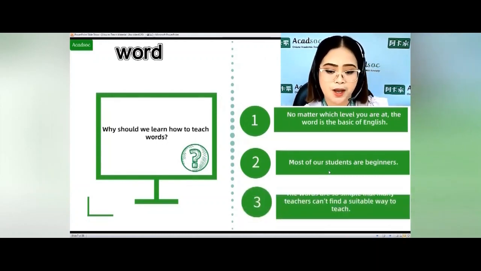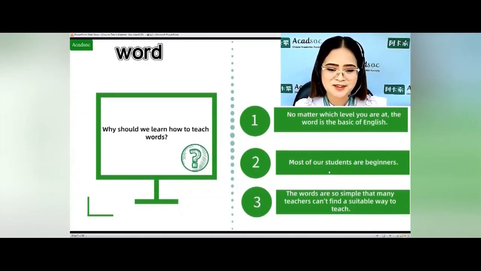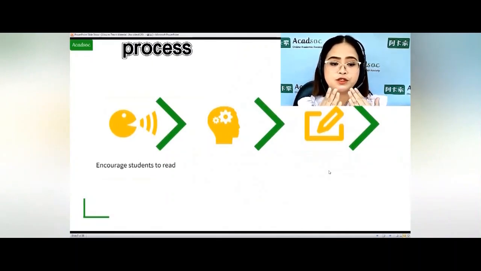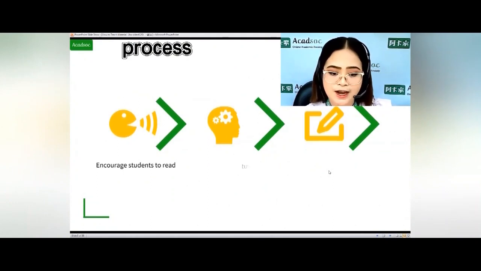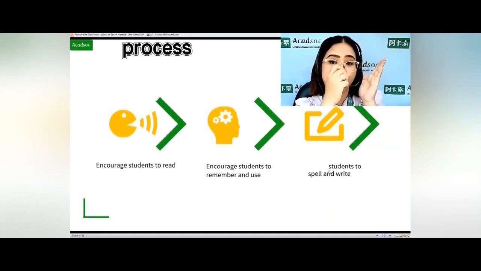Now let's have the third one. We've got here the words are so simple that many teachers can't find a suitable way to teach. Yes, that is correct. Our mind got used to complexities. Now, for some reasons, we find it difficult to teach words. But don't worry, I'm going to teach you a process. So we'll start with encourage the students to read. The next one is encourage the students to remember and to use. And the last one is encourage the students to spell and to write.